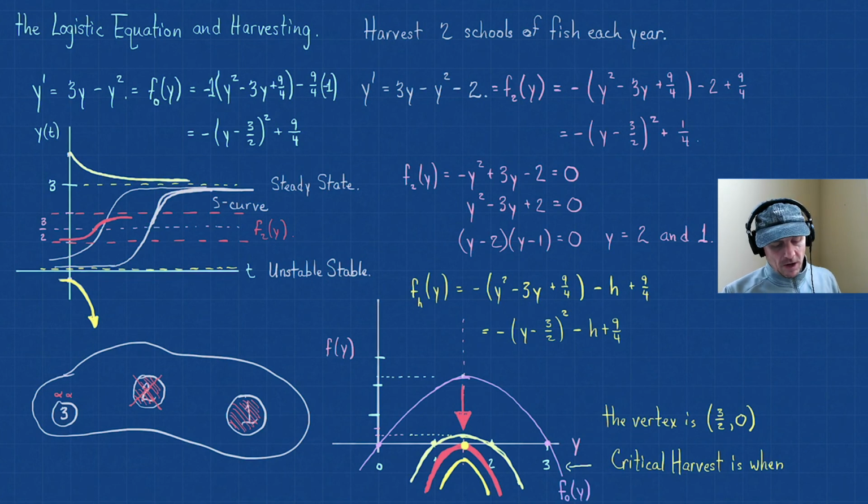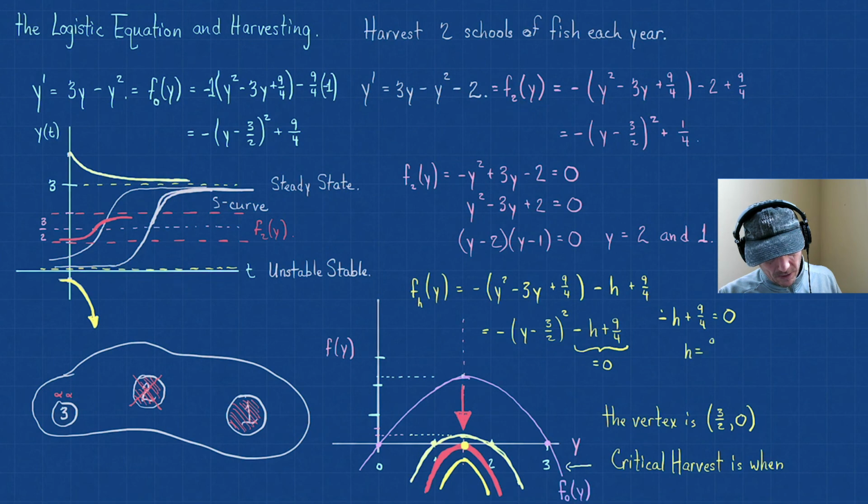And that critical harvesting occurs when this part of my vertex equals 0. So if I solve minus h plus 9/4 equals 0, in other words, h is 9/4. If I harvest that many schools of fish in just 1 year, I will wipe out my population.